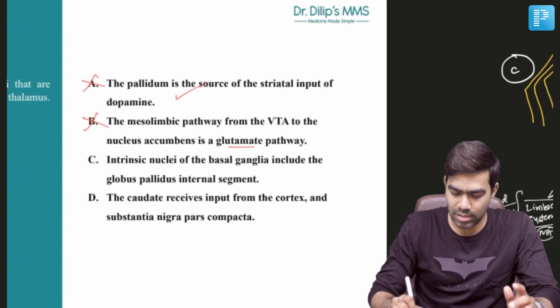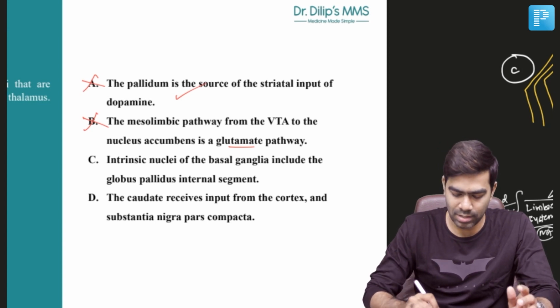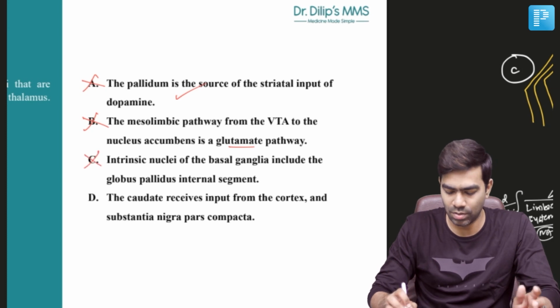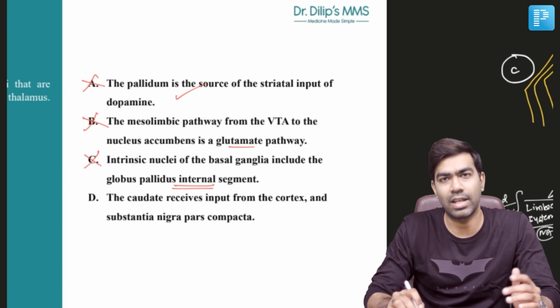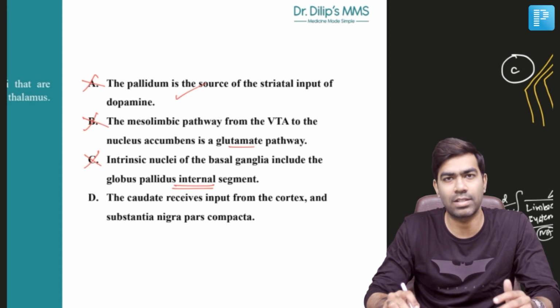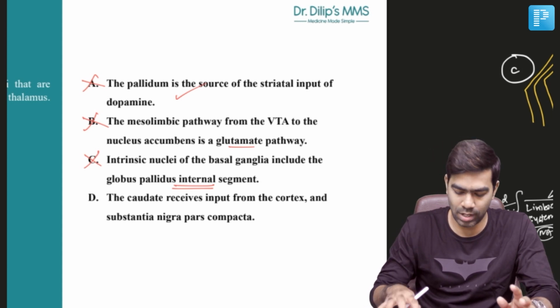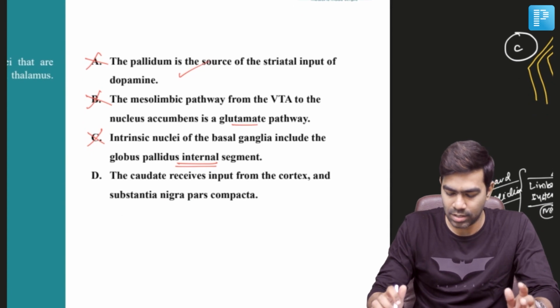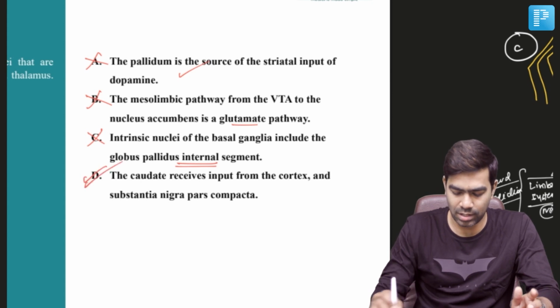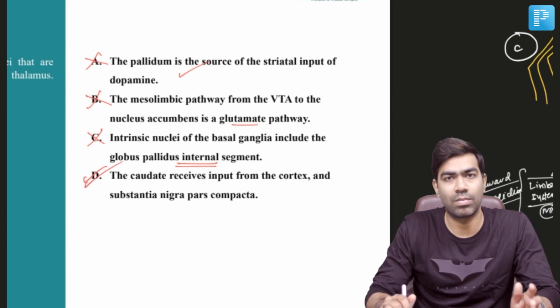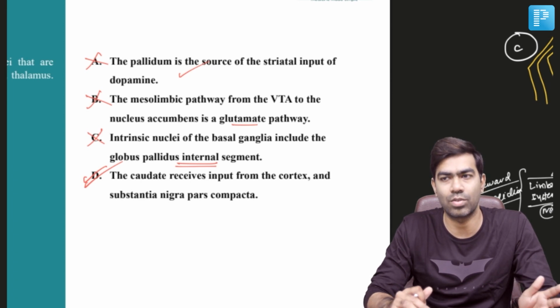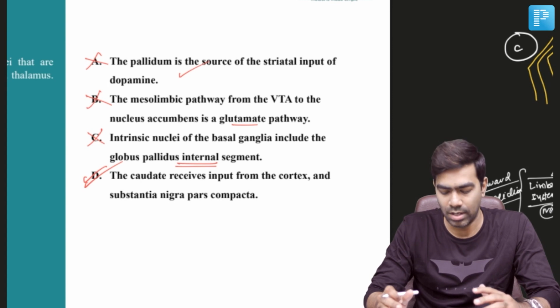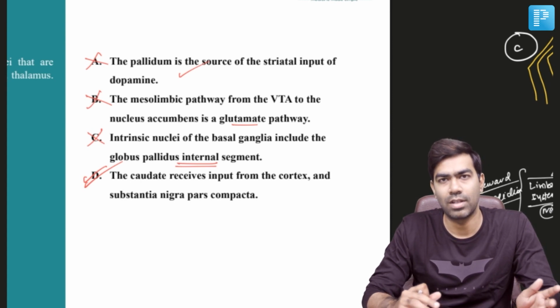Now, option C states intrinsic nuclei of the basal ganglia include the globus pallidus internal segment. That's also a wrong statement because we know the globus pallidus internus is an extrinsic segment and the globus pallidus externus is an intrinsic segment. We all know that. And option D states the caudate receives input from the cortex and the substantia nigra pars compacta. This is correct. The cortex is going to release glutamate at the level of the striatum, and the substantia nigra pars compacta is going to release dopamine at the level of the striatum through nigrostriatal neurons.